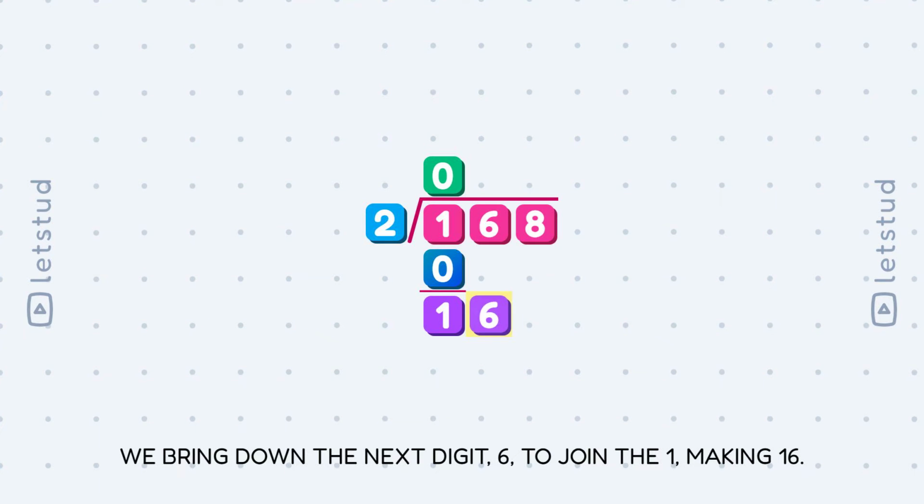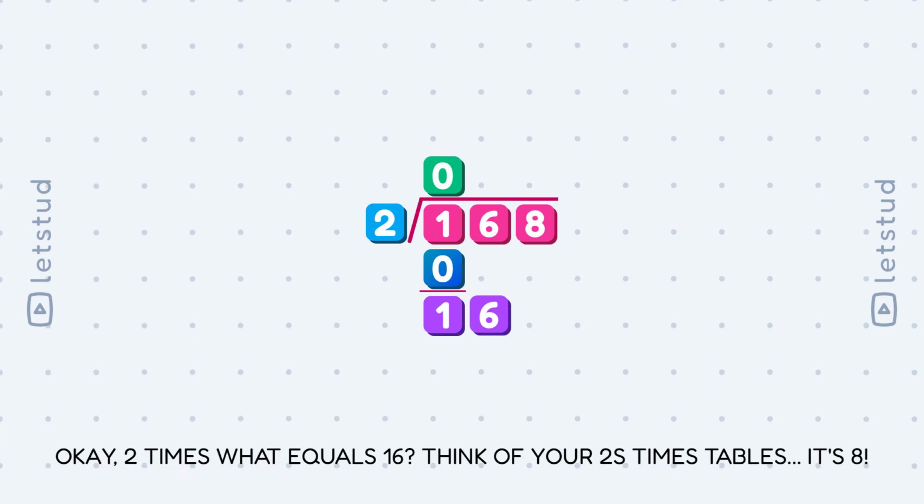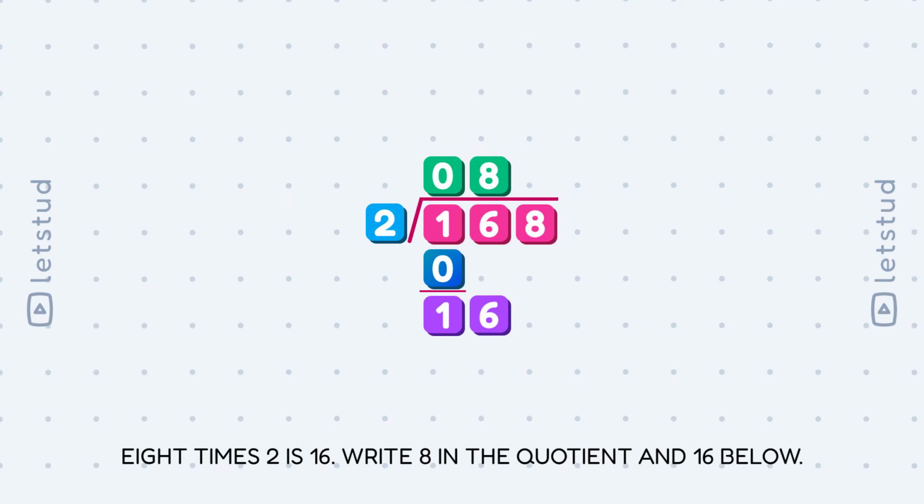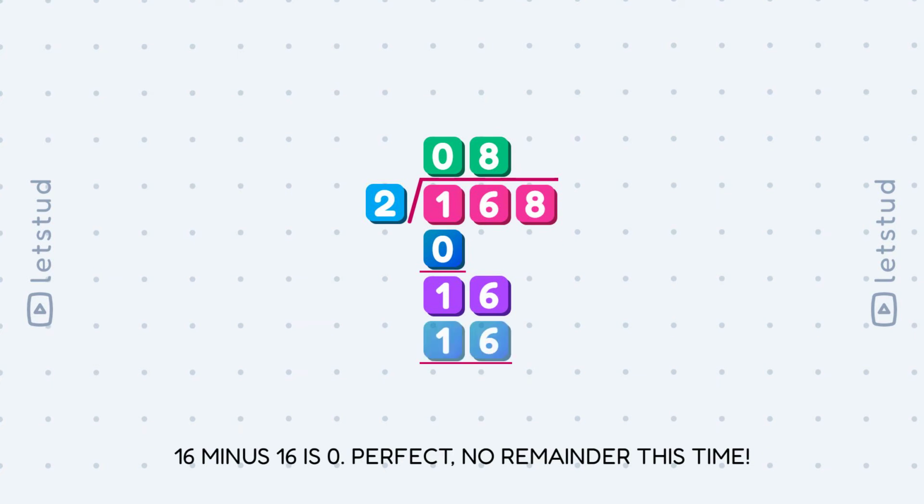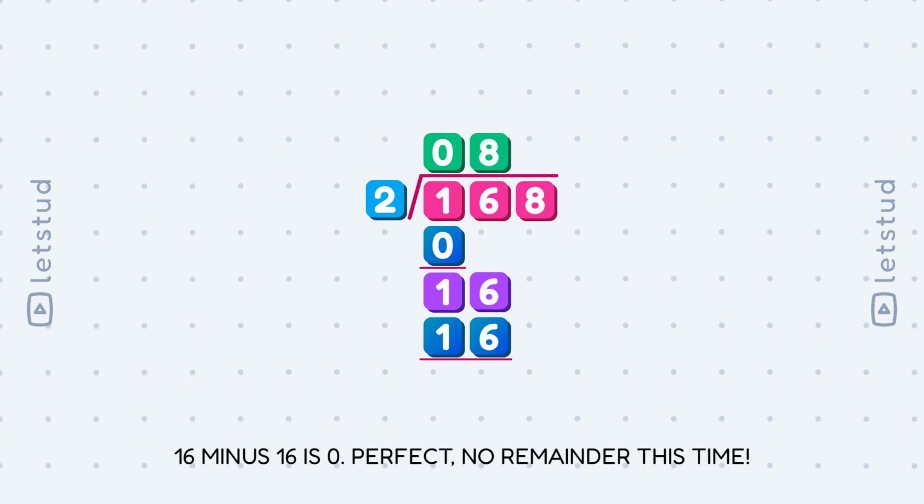We bring down the next digit 6 to join the 1, making 16. Okay, 2 times what equals 16? Think of your 2's times tables, it's 8. 8 times 2 is 16, write 8 in the quotient and 16 below. 16 minus 16 is 0, perfect, no remainder this time.